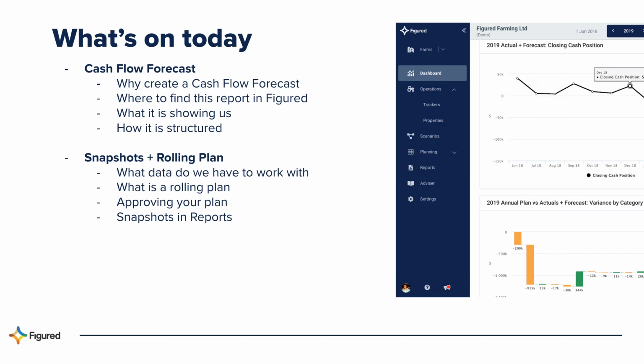Then I'll cover off snapshots and rolling plan. These are key concepts to Figured around how we handle our data. So if you're accountants on the call today that don't have all your clients on our latest and greatest version, please let us know. We'd love to get you all converted across. I know that most people, 90%, have all or most of their farms already converted, but getting on to rolling plan just means that you get the latest features. You can take as many snapshots as you'd like.